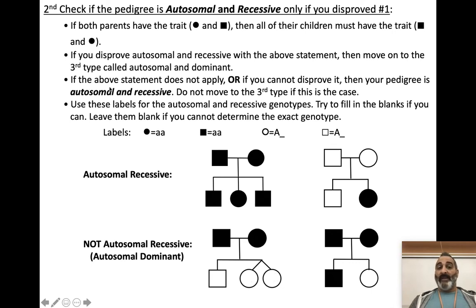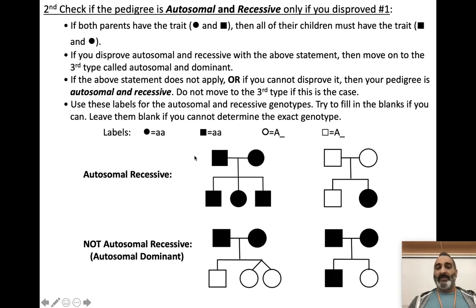All right? So if the above statement doesn't apply here, or if you cannot disprove it here, then your pedigree is autosomal and recessive. Okay? If you disprove it, then you go to number 3 and you're done. You don't need to prove anything wrong. Number 3 is the last one. Okay? But we couldn't prove these ones wrong.